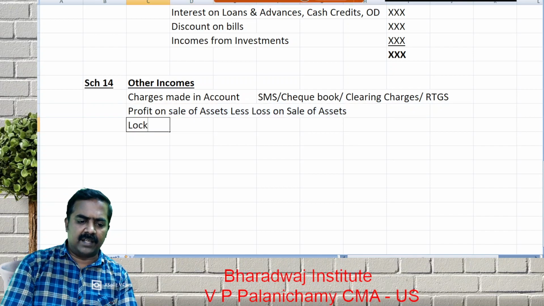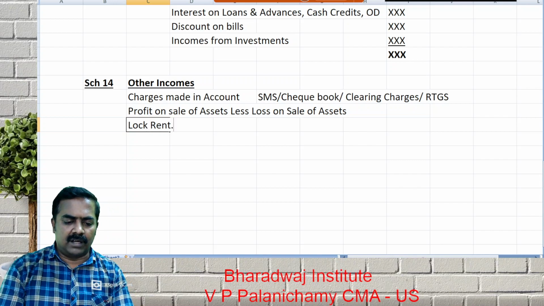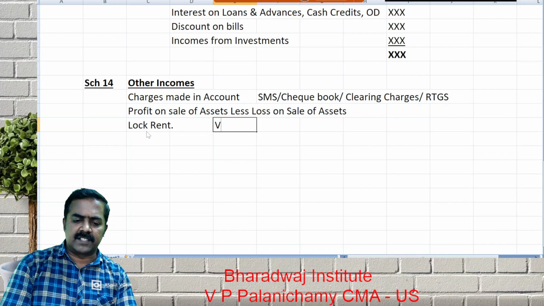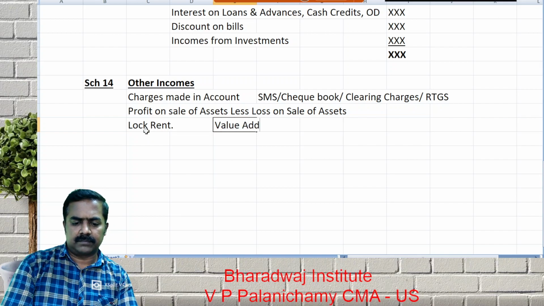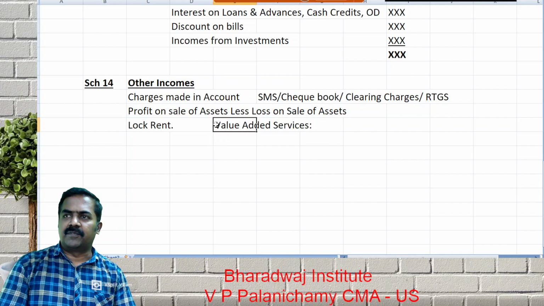Apart from that, the banker gets locker rent. The banker gets locker rents which are charged to the customer or received from the customer. Similarly, sometimes the banker renders value added services. We call it agency services. They give gift checks. What is a gift check?